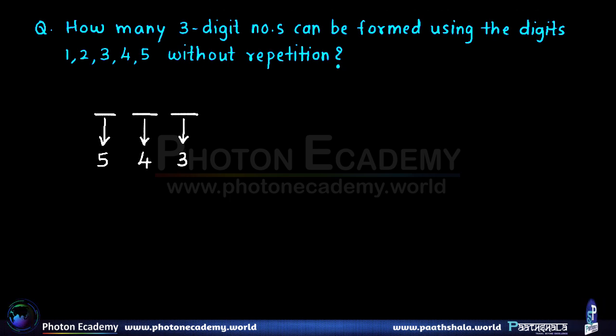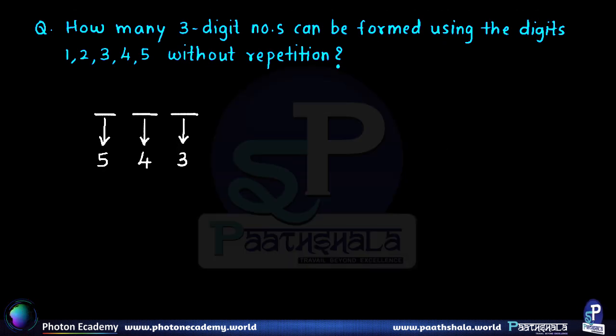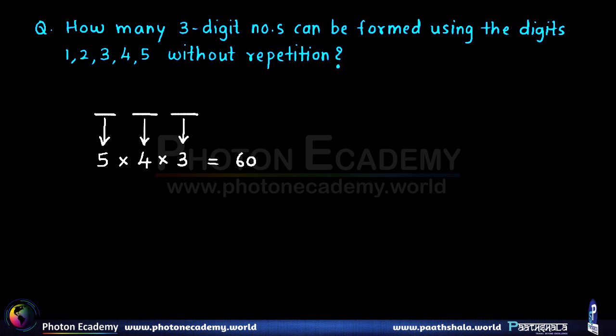And hence the last position, that's the units place, can be filled with any one of the remaining 3 digits. So using the principle of multiplication, the total number of numbers that can be formed is nothing but the multiplication of 5, 4 and 3, which turns out to be 60. So in all, 60 different numbers can be formed using these digits. Now let's see another sum.